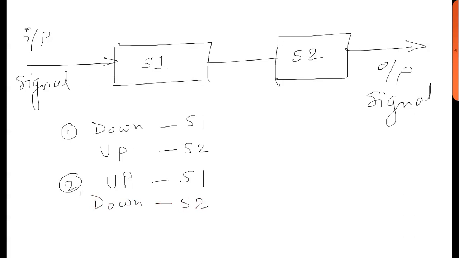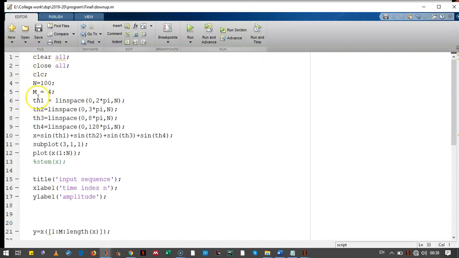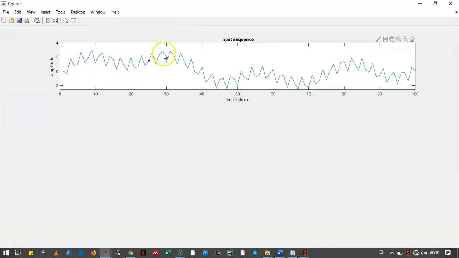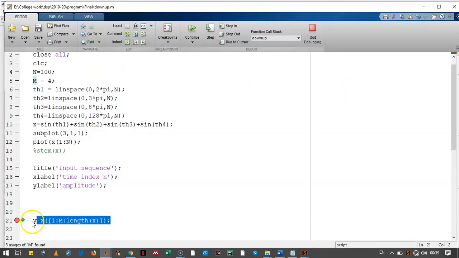Let's see how the program looks like. Here we define a signal X. It is the combination of four sine waves. We had plotted that. Let's see how the input signal looks like. So you can see that this can be one sine wave and other sine waves are added in it.